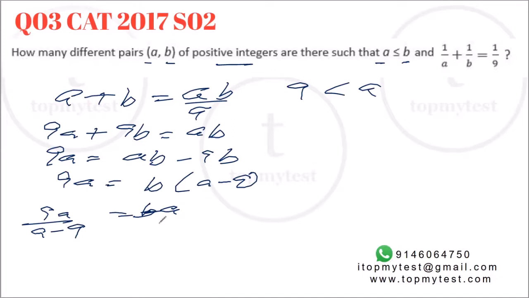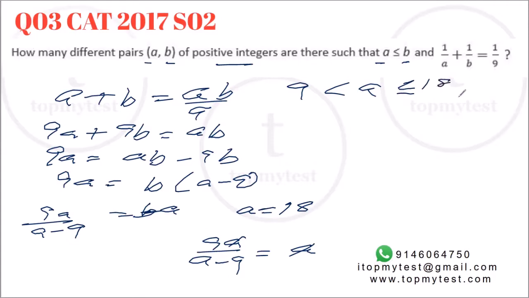If you rewrite this, you'll get 9a divided by (a minus 9) equals a. So you'll get a equal to 18. When a is equal to b, then a will be equal to 18. So a has to be less than or equal to 18. So values from 9 to 18, essentially from 10 to 18: 10, 11, 12, 13, 14, 15, 16, 17, 18. Now life becomes much easier.